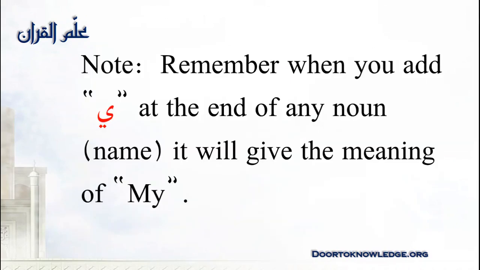So remember the formula. When you add the ya at the end of any noun or any name, it will give you the meaning of my. So whenever you see ya at the end of any noun, it gives you the meaning of my, mostly. And there are some other uses, but mostly the ya is for my.